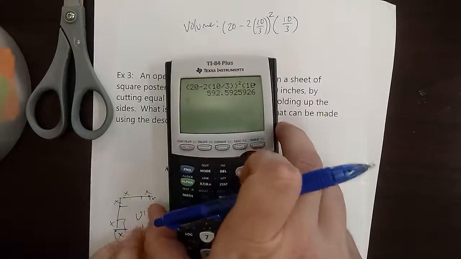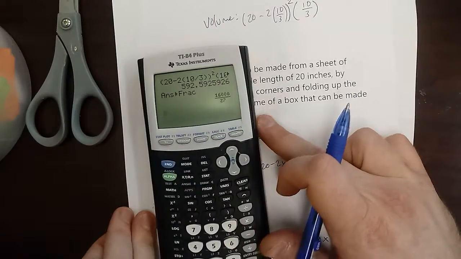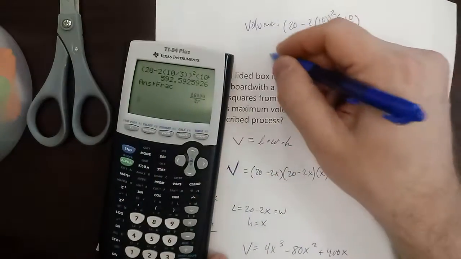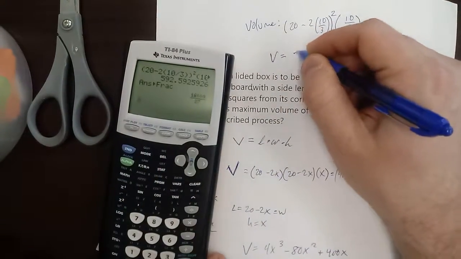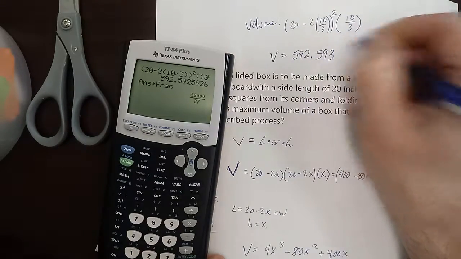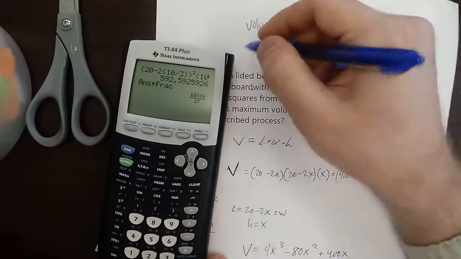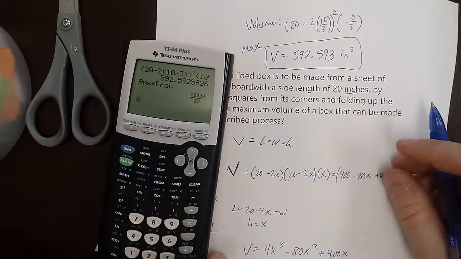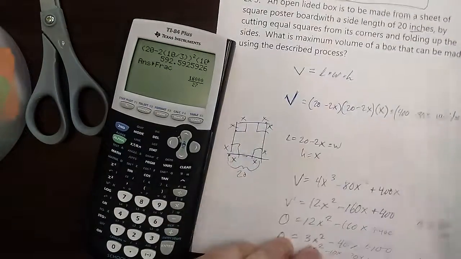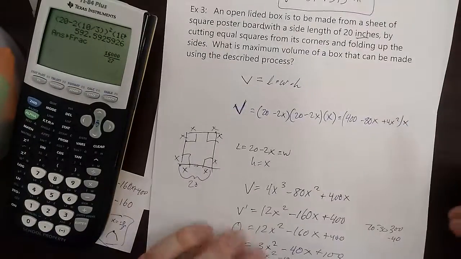All right. I think that's going to be, yeah, all right. So if you feel like it, you can write 16,000 over 27. I'm just going to write that my volume is equal to 592.593 inches cubed. If we plugged in this other value of 10, we would get a volume of 0. You'd have no box.